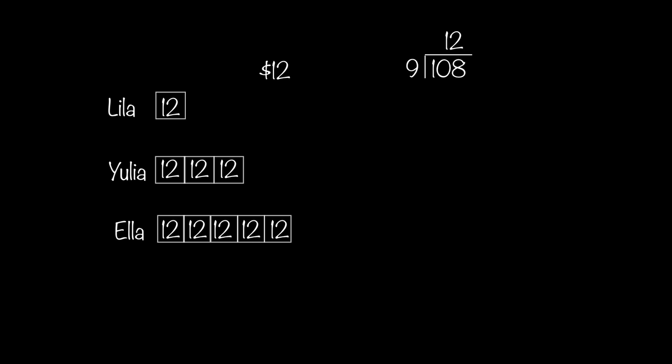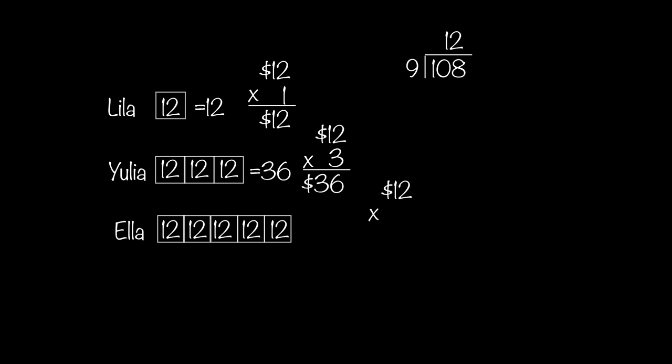Lila has $12 because one group of $12 is $12 times 1 equals $12. Yulia has three groups of $12, which is $12 times 3 equals $36. Ella has five groups of $12, which is $12 times 5 equals $60.